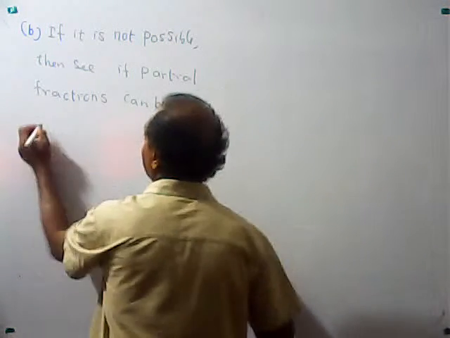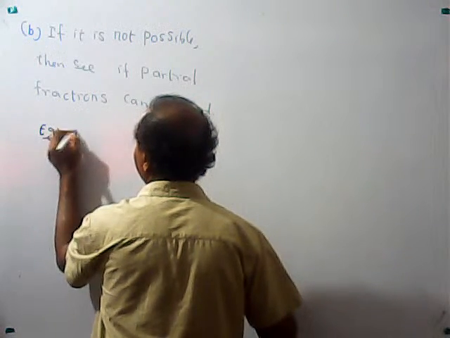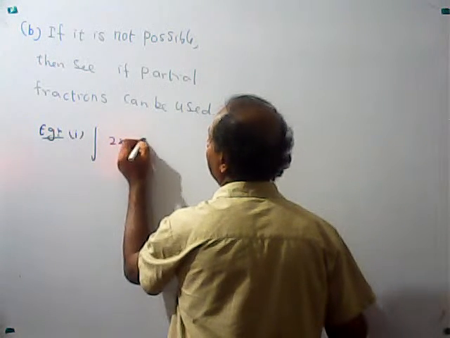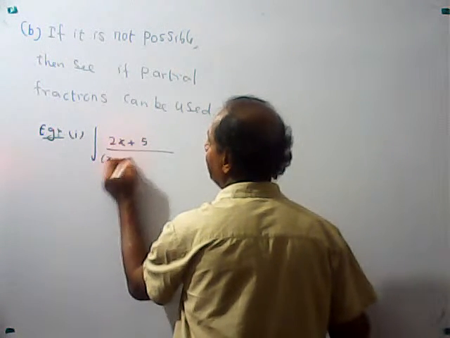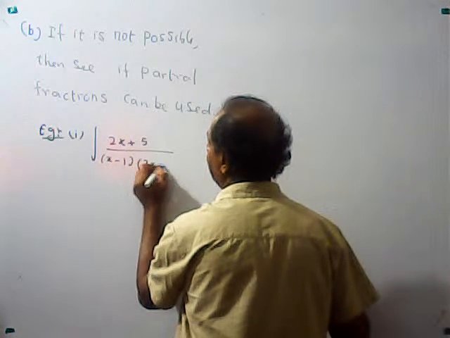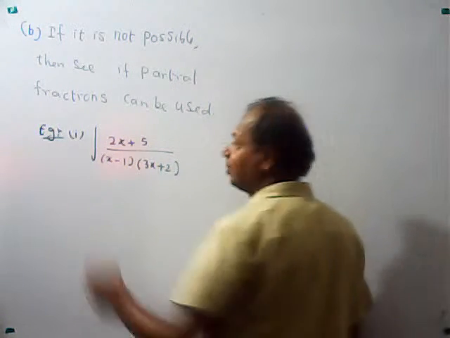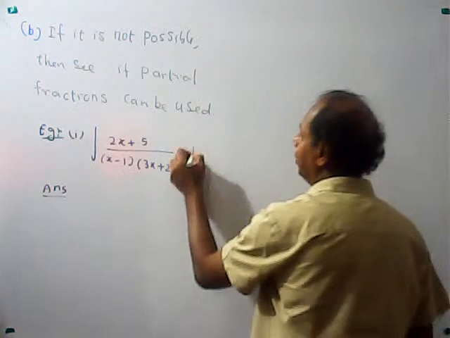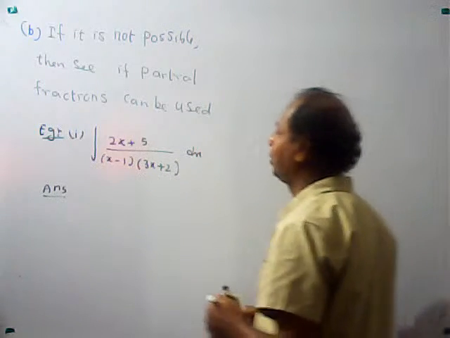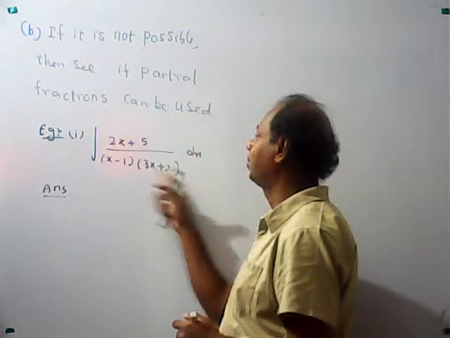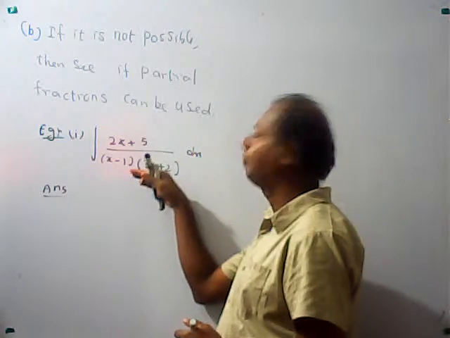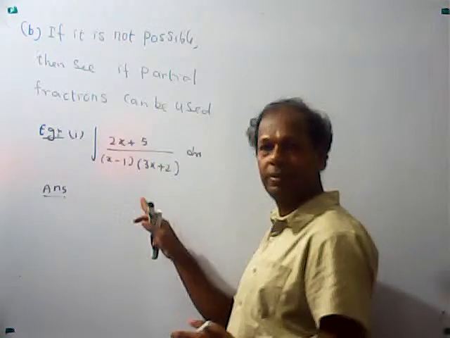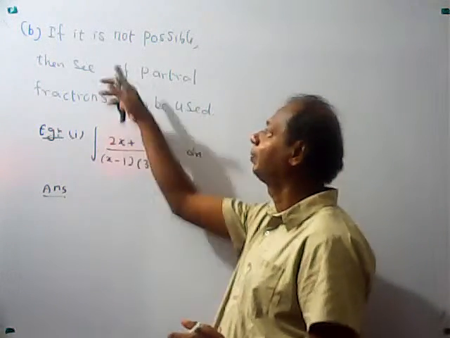I'll show one example. Integrate something like (2x + 5) over (x - 1)(3x + 2). This is the problem. You can easily see that the denominator is like 3x squared plus x minus 2. You can't at once create the derivative of the denominator in the numerator, right? Here it is not possible. So we have to go to the second option, partial fractions.